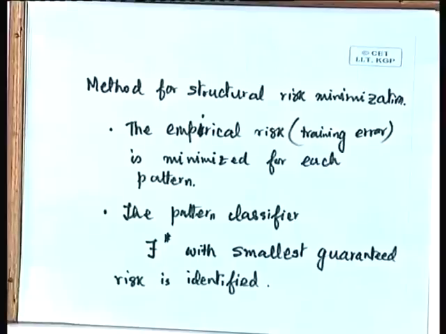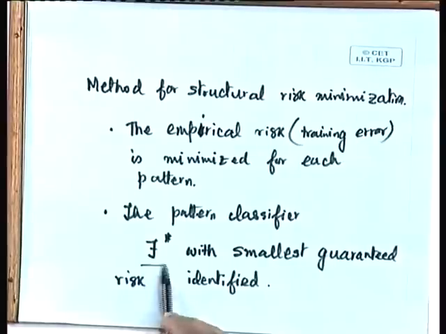Okay. And in fact, that is the best solution that we are going to have. So, we are going to consider that pattern classifier which is having F star. F star will correspond to this point of minimum, all right. So, this principle actually is called the structural risk minimization, okay. And this is where you find that the VC dimension plays a very crucial role, all right.